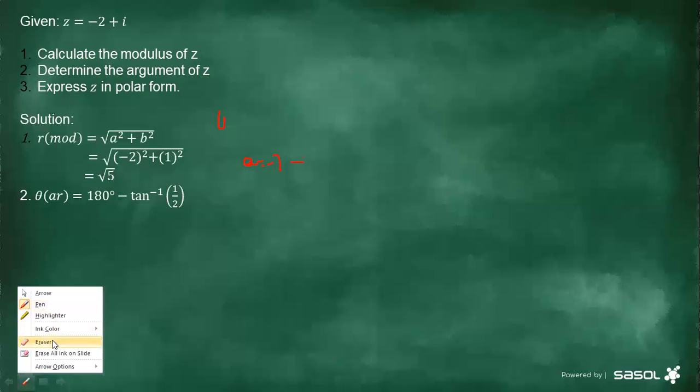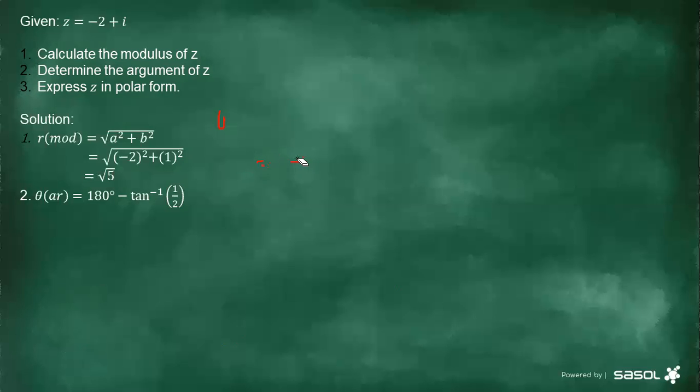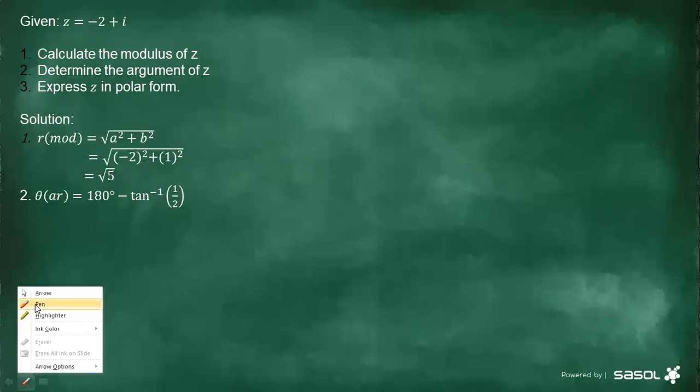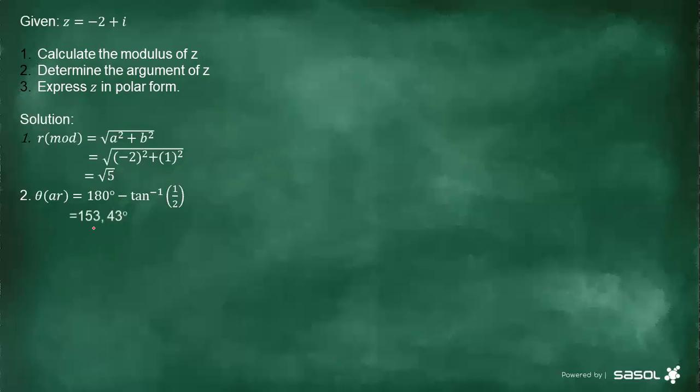Let me just remove this. My pen does not want to write very nicely, but anyway, it's fine. Just press your calculator, then you're going to obtain 153.43 degrees. That is the angle that we're looking for. And then now you write it in this manner. R, we have square root of 5, and then this angle we have 153.43 degrees. So this is how you should now write it in polar form.